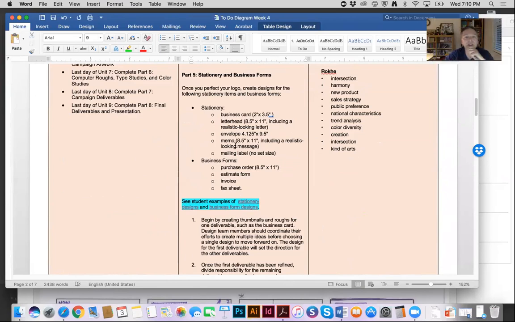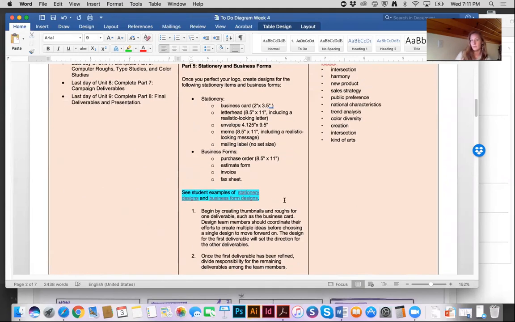All right, well, let's take a look. I may be wrong, right? I may have jumped ahead. So it says, once you've perfected your logo, create designs for the following stationery items and business forms. So we just looked at the top three things. You can do a memo. Memos are really easy. It recommends just choosing one thing and building kind of an identity on it, and then moving to others.